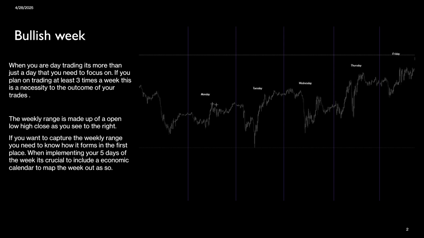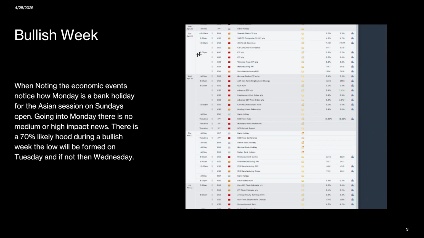So here's an example. This is bullish, so there's a 70% likelihood, if you're in a bullish run or a bullish trend, that the low is going to be Tuesday. And if it's not formed on Tuesday, then Wednesday it would be formed on. And if it's not formed on Wednesday, be very careful. That's all I can tell you. Because if it's not formed on at least Monday, Tuesday, Wednesday, Tuesday most, be very careful with how you go about your trades. But this is another example.